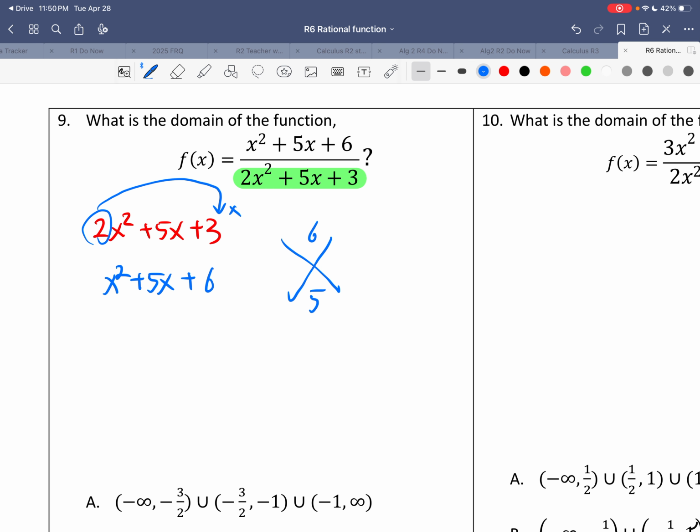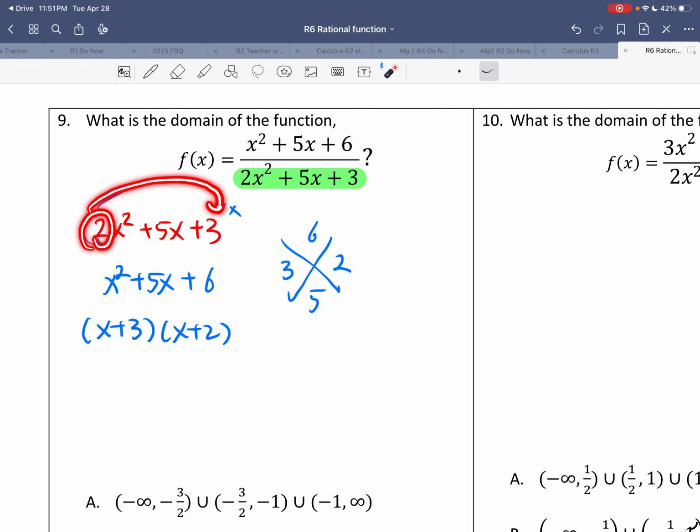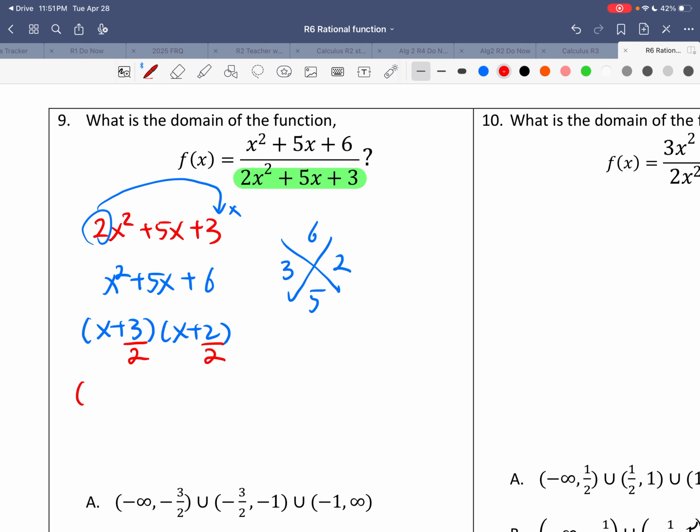Factor it. So you'll have x plus 3, x plus 2. But don't forget, because we moved the first number to the last number and then multiplied, we have to divide each number by 2. So it's going to be x plus 3 over 2, x plus 1. The last thing that you've got to do is move the denominator in front of x, which you will get 2x plus 3, x plus 1.